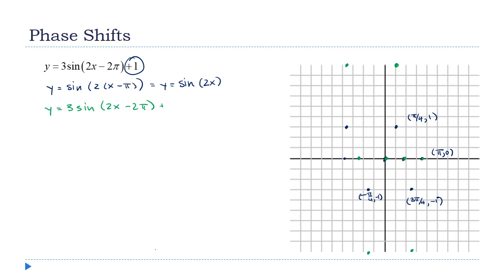Now, let's do the plus 1. What does that plus 1 do? Well, it moves every point up 1. So this goes from 3 to 4. This goes from 3 to 4. This goes from 0 to 1, right? All the intercepts move up 1.